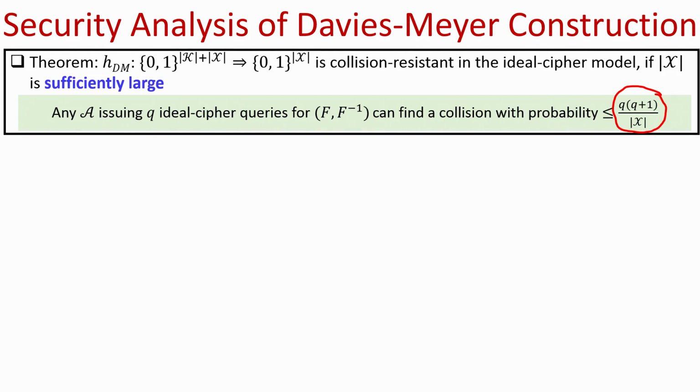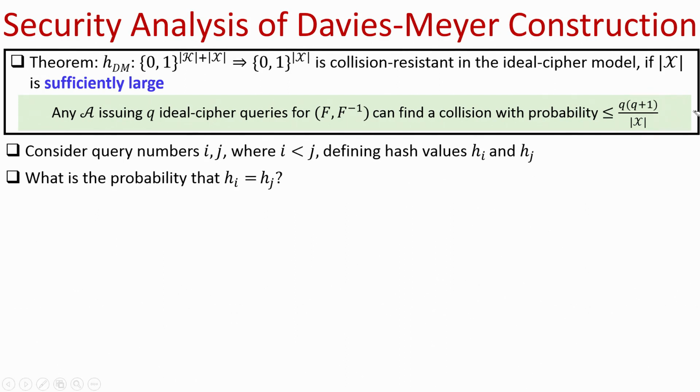Right. So, here q is the total number of queries which the adversary is allowed to make to the F family and the F inverse family. It is not q for the F and q for F inverse all together. So, if it is making S number of queries to F and T number of queries to F inverse, then S plus T is basically q. And what we are going to prove is that in the ideal cipher model, any polytime adversary making q queries has a success probability of finding a collision in the Davis-Meyer function upper bounded by this quantity.